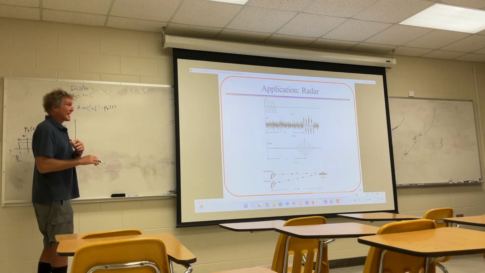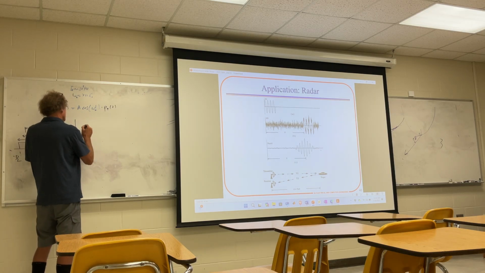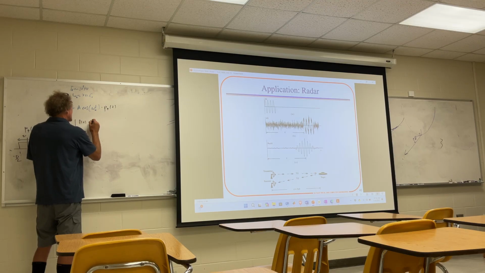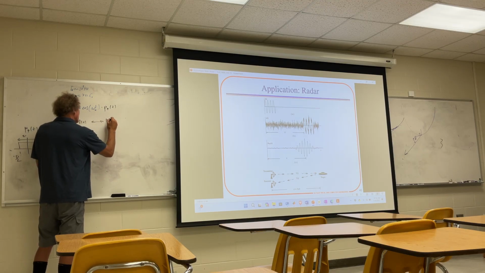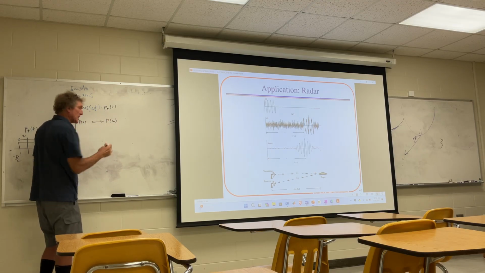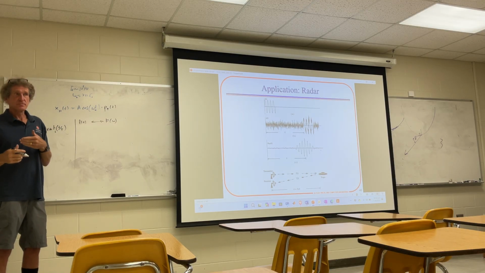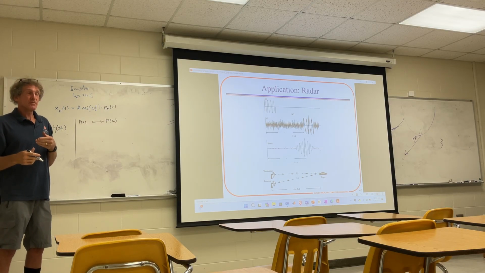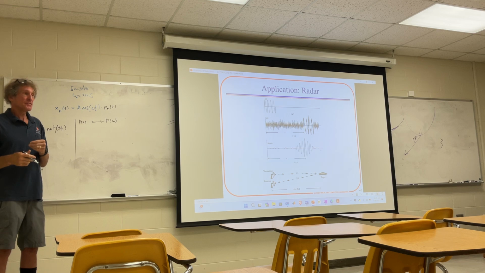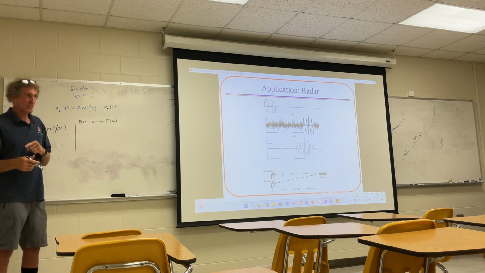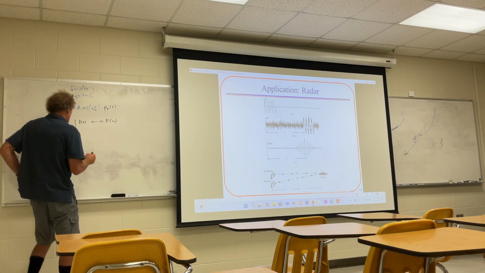If I have any function, I'll use x, h, and d. Say I have f of t, and I know that goes to f of omega. It's a known transform. Follow me on this? Like if it was e to the minus at u of t, that would be 1 over a plus j omega. Everybody with me on this? A known transform.